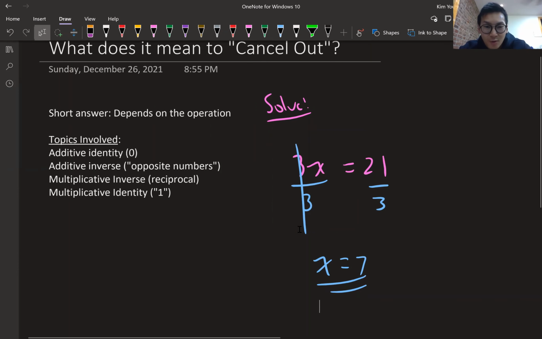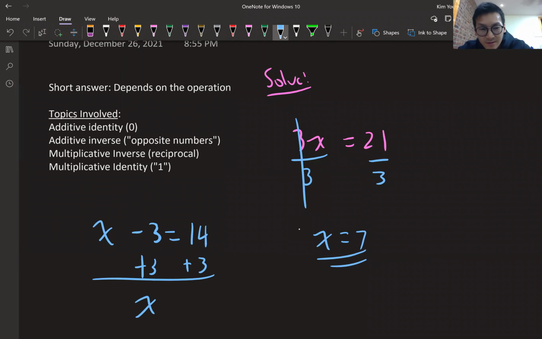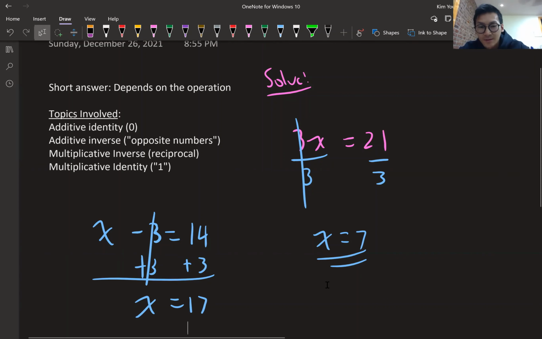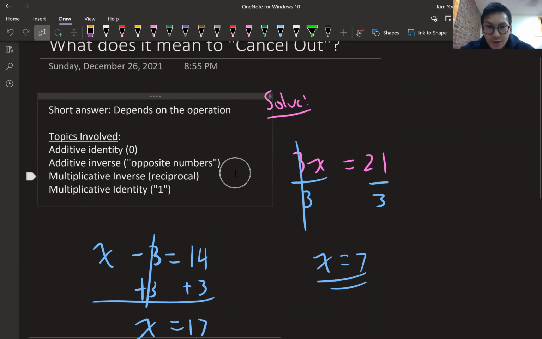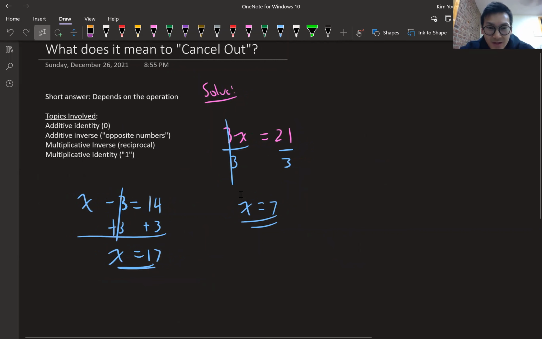Another one, like if I gave you something like x minus 3 is equal to 14, to solve for x, the teacher would say, oh, add 3, and then these 3's cancel out, and then x is equal to 17. So here cancellation was used differently. Once again, it depends on the operation.